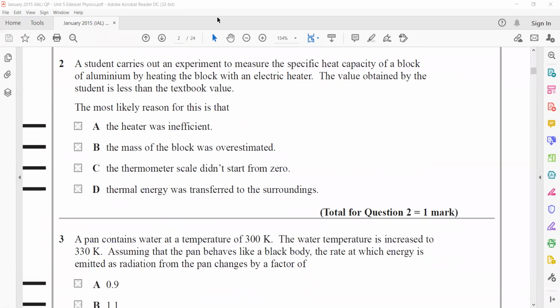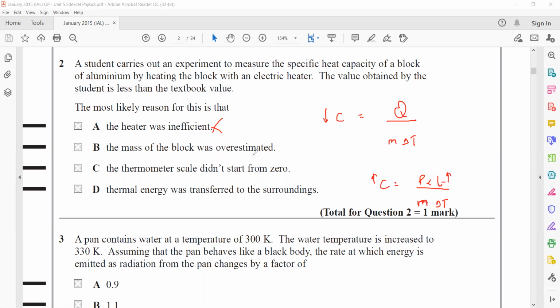A student carries out an experiment to measure the specific heat capacity of aluminum by heating with an electrical heater. Specific heat is equal to energy divided by mass and change in temperature. The value obtained by the student is less than expected. So if the value is less, what could be the likely reason? Heater was inefficient. If the heater was inefficient, because energy is power multiplied by time, the heater will be used for a longer period of time. If the time increases, the specific heat capacity should increase.